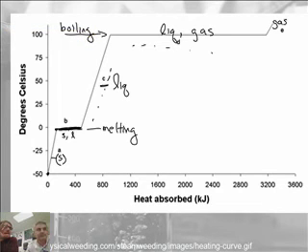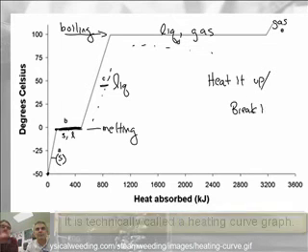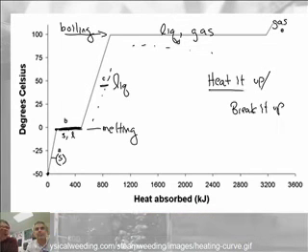Right, so we're going to call this our heated up, break it up graph. Anytime the graph is going up, we are heating one phase. Anytime the graph is flat, we are breaking the bonds in a phase change. So we heat it up when it goes up, and we're breaking it up as it's flat.